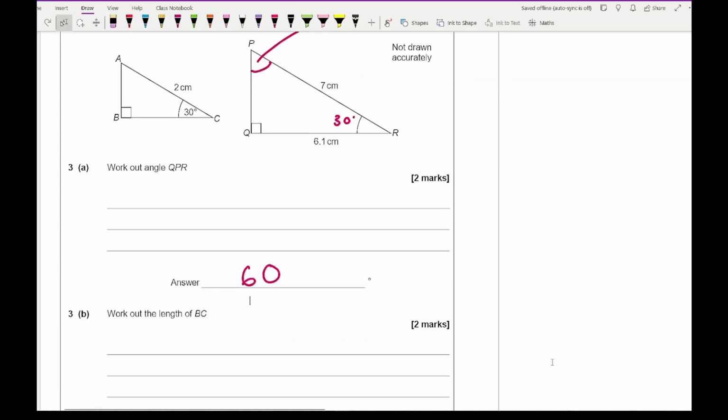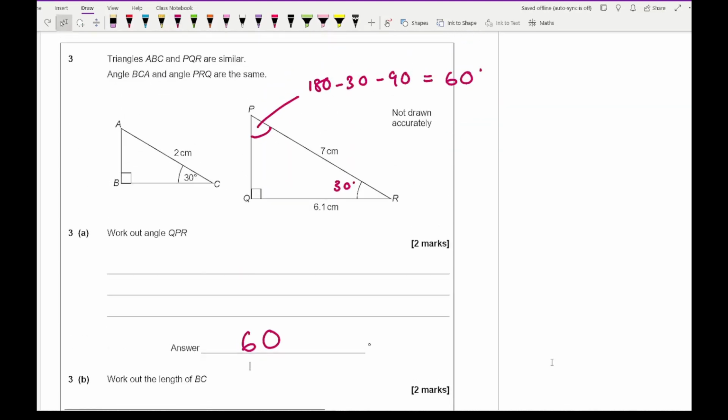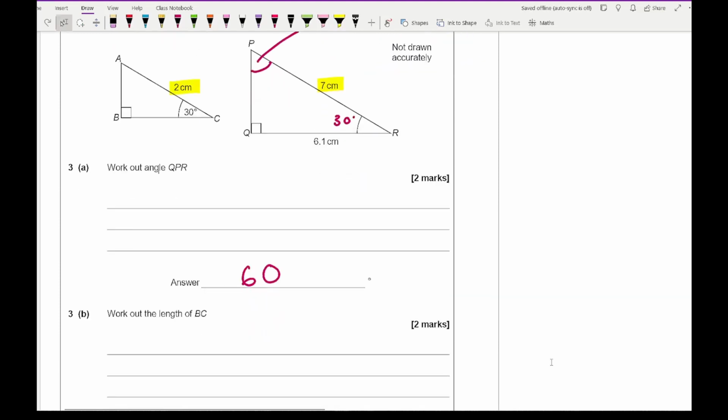Then it says work out the length of BC. Well, first things first, what I need to do is work out the scale factor. So I'm looking for which sides I know that are the same on both triangles, which I've got a length for, which is PR and AC. So the scale factor is going to be 7 over 2.